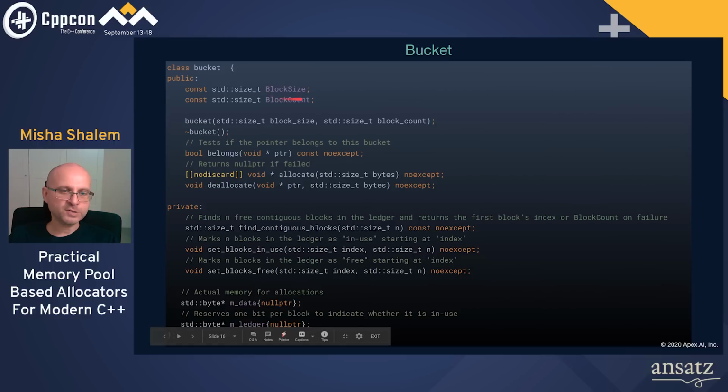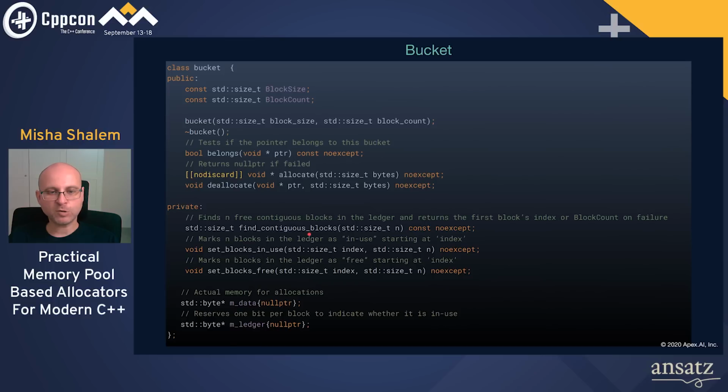Now, block size and block count are two properties of the bucket, and it gets them in the constructor and assigns them to these two variables. And the belongs function just tells us if the pointer belongs to the memory area of this bucket, and this is trivial. I'm not going to show it. It just checks that the pointer is in range. We're going to take a look at allocate and deallocate in more detail in the next slides. And these three private functions are helpers. I'm not going to show the implementation, they're rather trivial. The first finds adjacent contiguous blocks, a number of contiguous blocks we ask it for.